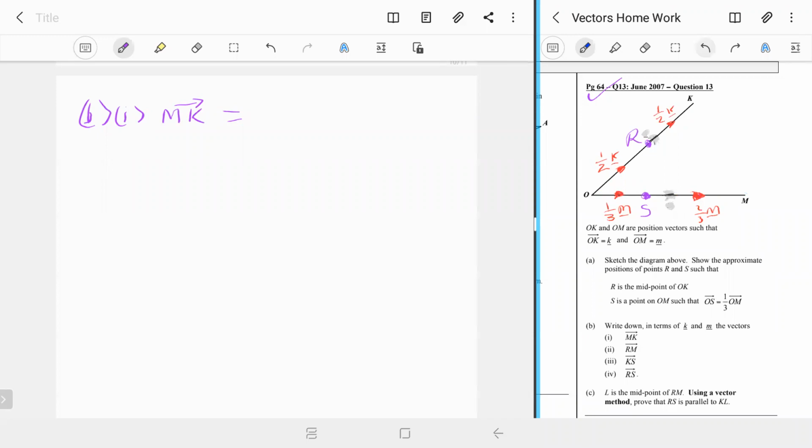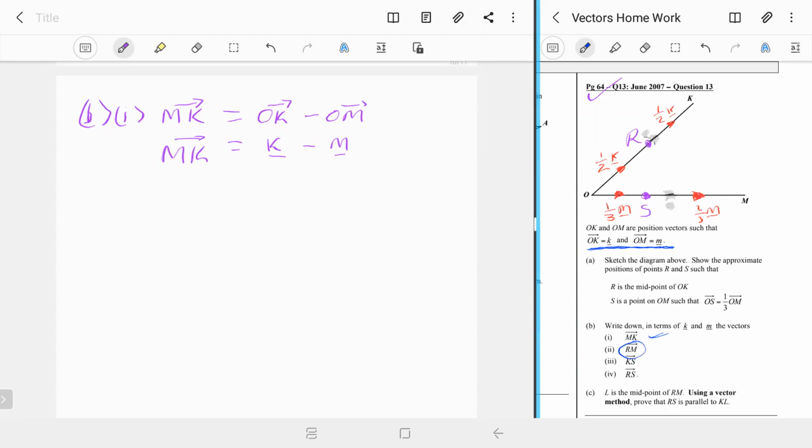But we could also use position vectors and do it. We could also say MK is OK minus OM. Why can I do it this way? Because I know them. So this is simply equal to K minus M. So MK equals that. Done. First part done.